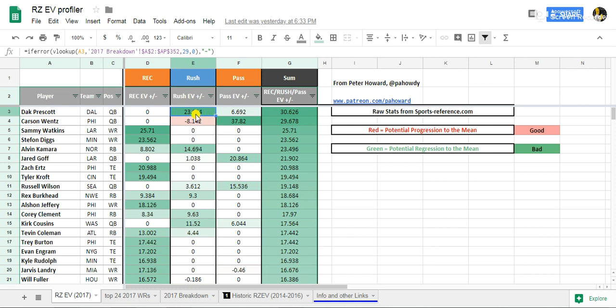What does 23.9 mean for Dak Prescott in rushing? That means he scored 23.9 fantasy points more than he should have based on the amount of rushes he had in the red zone. Now, that also breaks down within the red zone as well, as I'll explain in a little bit. But the important thing to know is that this 30 number, those are fantasy points. And remember, he scores 4 fantasy points per passing touchdown and 6 fantasy points per rushing touchdown.